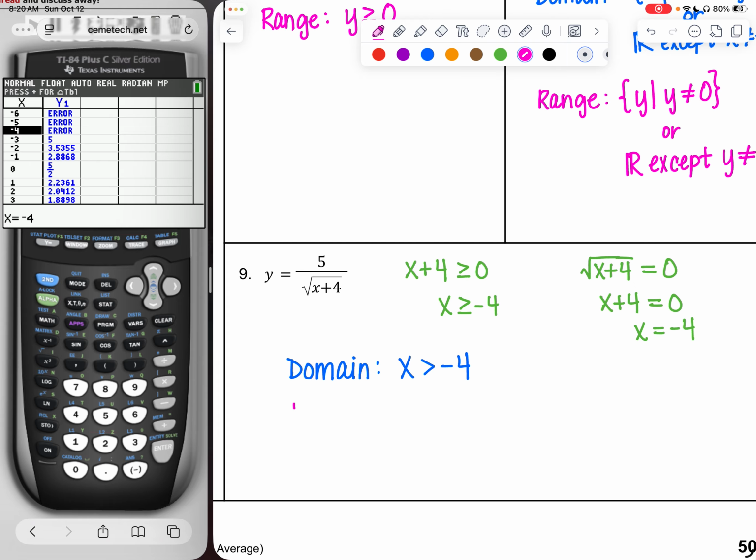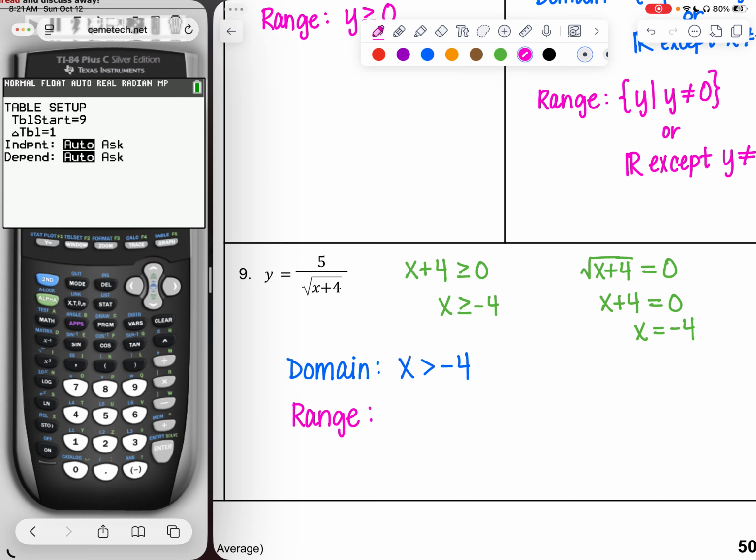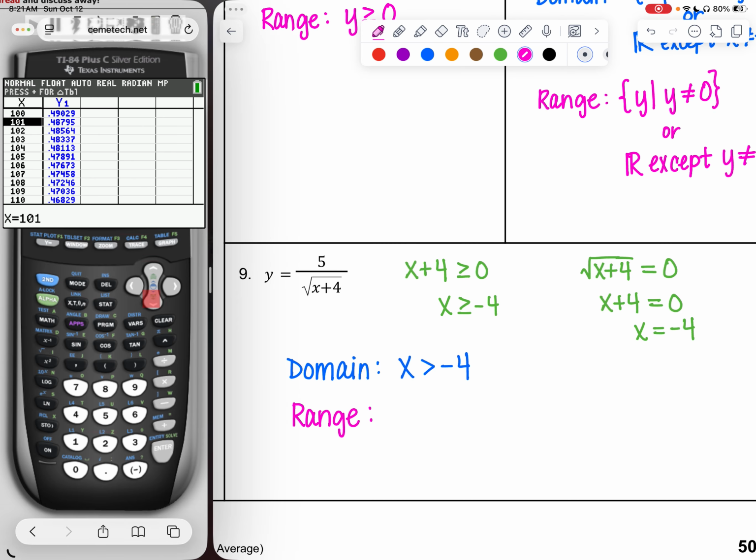And then my range is saying how high and how low I can go. So my range, the highest y value that I see, because remember, I get errors up here, the highest y value that I see is 5. And if I look at the lowest y value that I see, if I keep scrolling, then I see that these numbers are getting very, very close to 0. Or if I want to go to my second window to go to table settings, I can tell it to start when x is 100. And I go back to my table. And as you can see, the numbers are getting really small, close to 0.